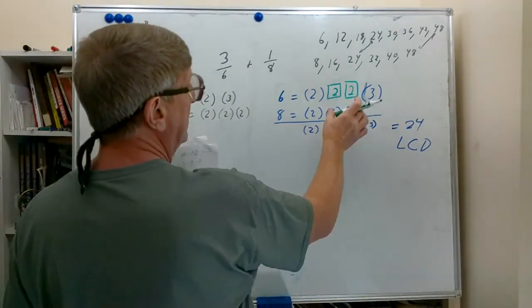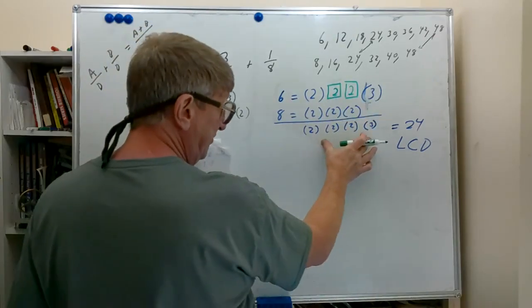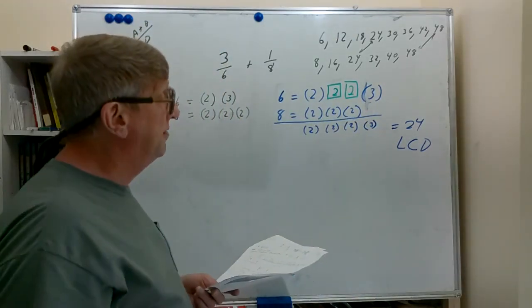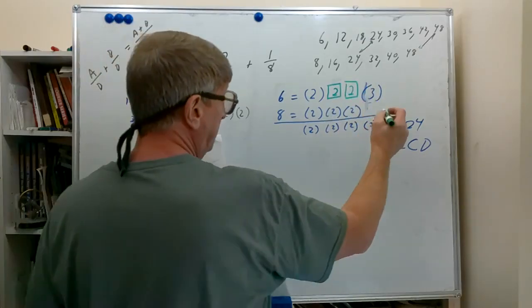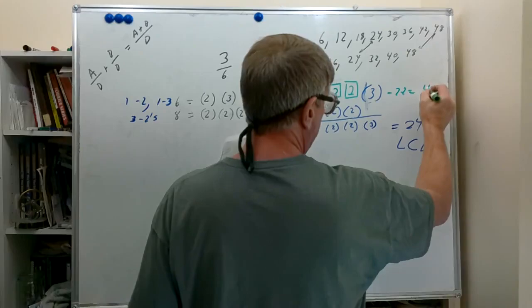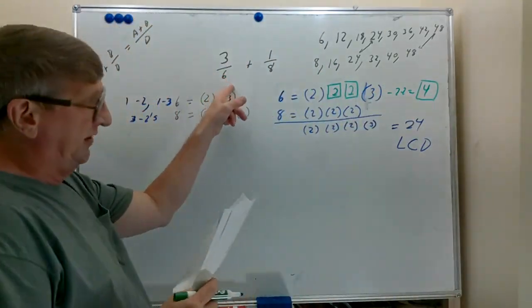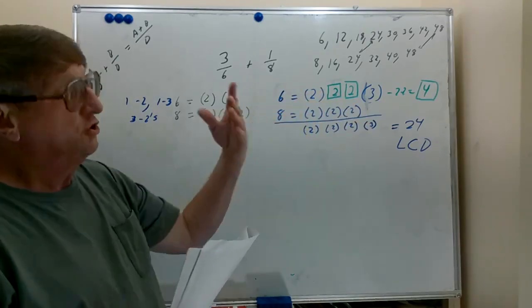So what factors in the prime factorization of 6 are missing from the prime factorization of the lowest common denominator? And that's 2 times 2. We have 2 times 2 equals 4. So 4 is going to be our multiplier. And you'll note that 4 times 6 does in fact equal 24.